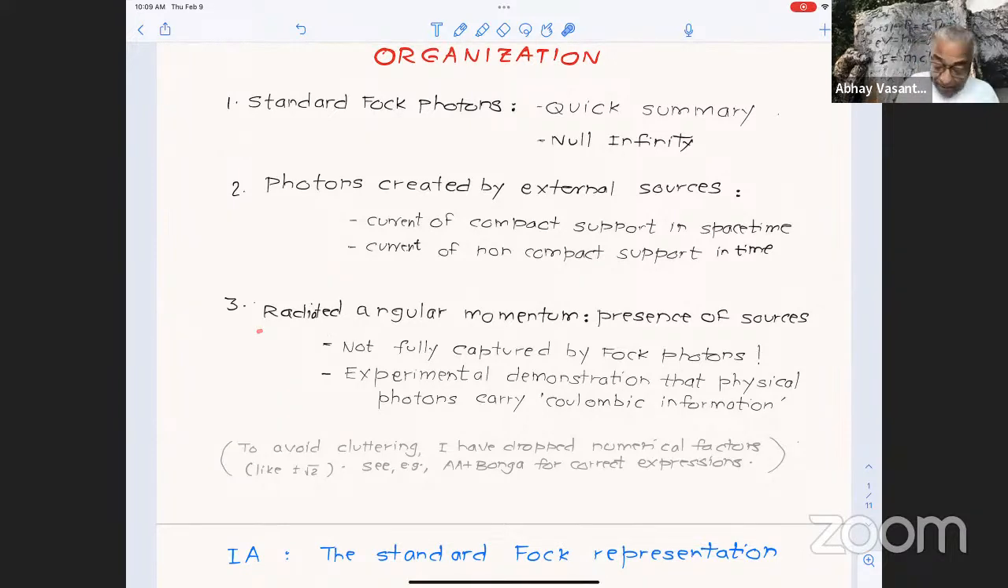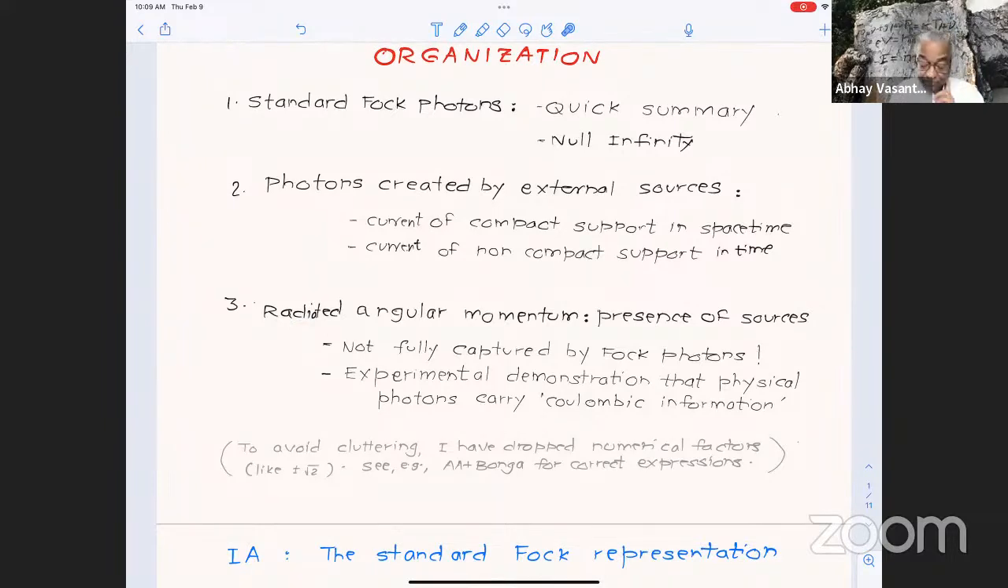And then the third part is an interesting part. It is a continuation of the second part up here. Namely, what we'll find up here is that the standard notion of photons is inadequate. Photons have many faces, and we need another face of these photons. Now what we'll find is that if we look at the radiated angular momentum, it is not really fully captured by the Fock photons.